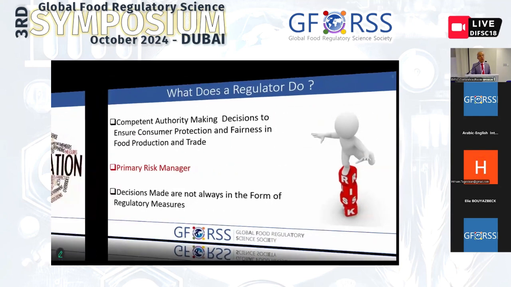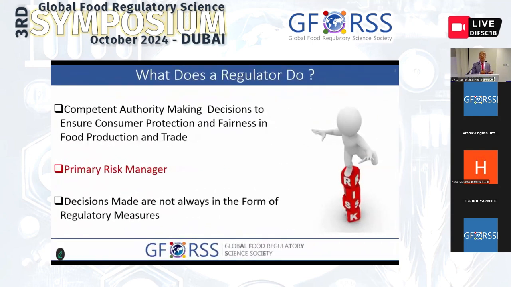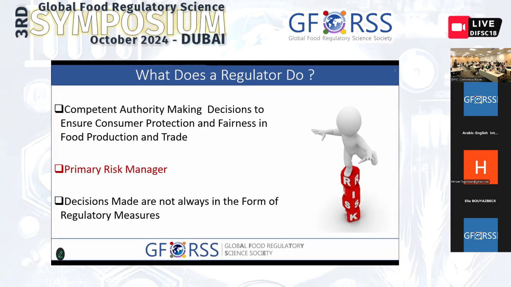Now, of course, when regulators are doing that, what they are trying to do is really to manage the risk, meaning to minimize the potential risks that are associated with the consumption of food to consumers. And the decisions that are expressed by regulators are not necessarily only in a regulatory form, meaning a decision that is enforceable. Some of the decisions or some of the interventions can be voluntary interventions. They can be in the form of guidance. They can be in the form of advice, whether be it to consumers or to the regulated industry as well.